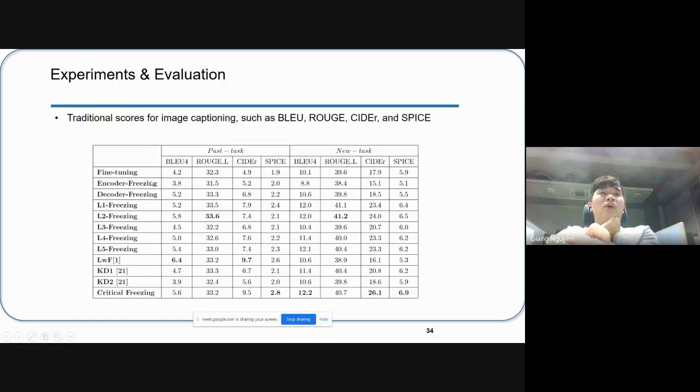And we also try to freeze the encoder or the decoder, and we try to freeze each layer, each block of the convolutional network, to ensure that by correctly freezing the critical layers, we really can have better performance. And on the new task, critical freezing really helps. We have a good generalization, and it outperforms learning without forgetting, knowledge distillation, and other baseline methods.